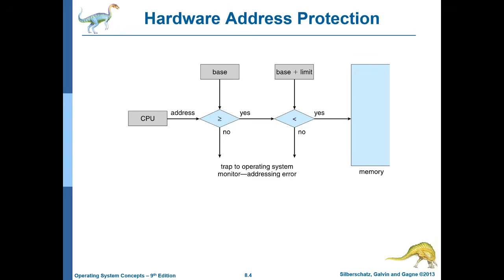So having an address less than the base address or more than the base plus limit address will result in a protection error, which will be generated to the operating system, and the operating system will give the error to the user, and it will stop executing the process.